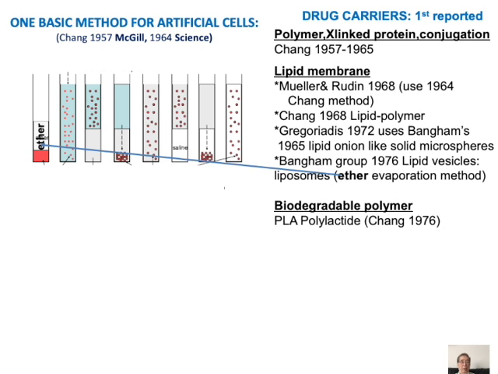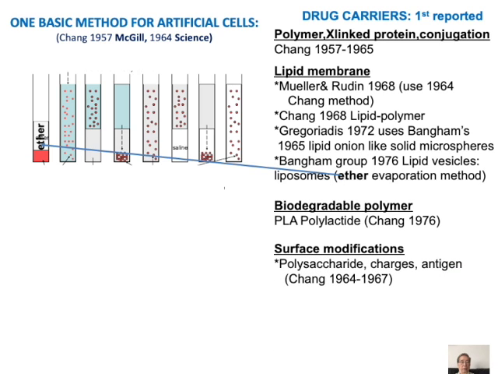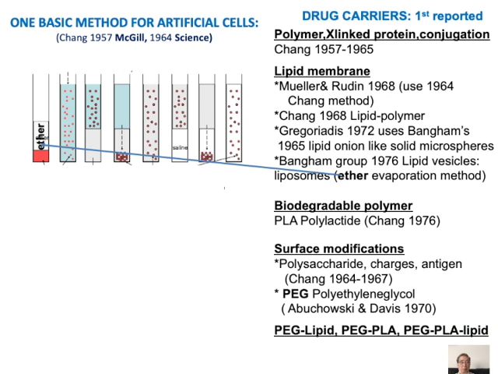After this, there is a biodegradable polymer, which is quite useful later. And what is even more exciting is the modification of the surface: polysaccharide, charges, antibody for target delivery. And then, very excitingly, is PEG by Abuchowski and Davis group. And this resulted in much improved nano-artificial cells, lipid type and polylactic acid type.